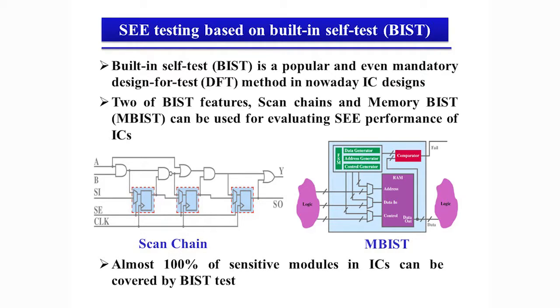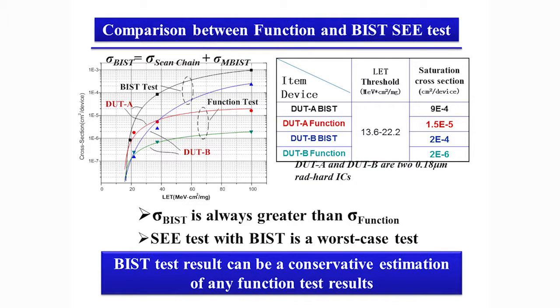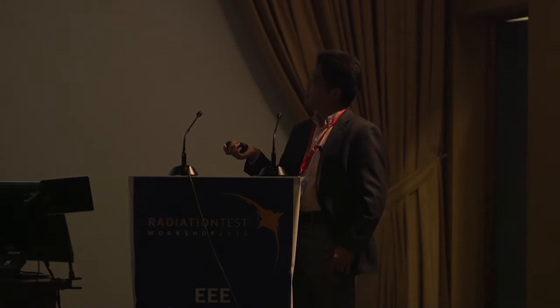BIST is popular for IC testing. So we use the scan chain and memory BIST to evaluate the SEE performance. Almost 100% of the sensitive modules in an IC can be covered by BIST test. Here we give some results for the testing. We can find the sigma BIST is always greater than the sigma function. So SEE test with BIST is the worst case test.